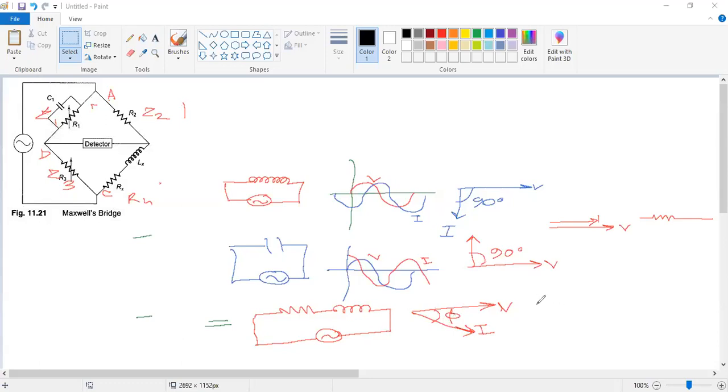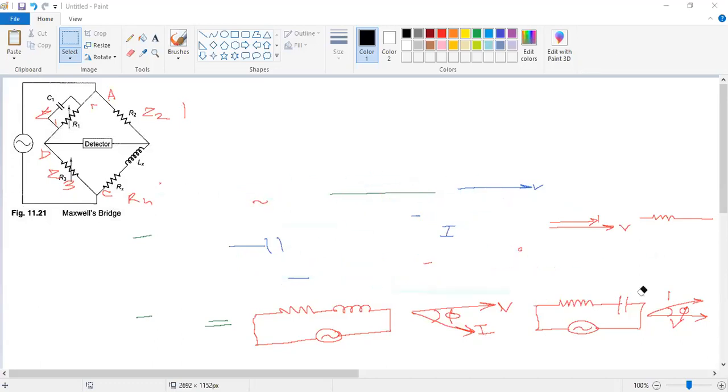In the same way, if I draw the capacitance and resistance, here we can see that is the I, and that is the V, and that is phi. This is the phasor. Now what happens if both inductance and capacitance are present there? Just erase this.